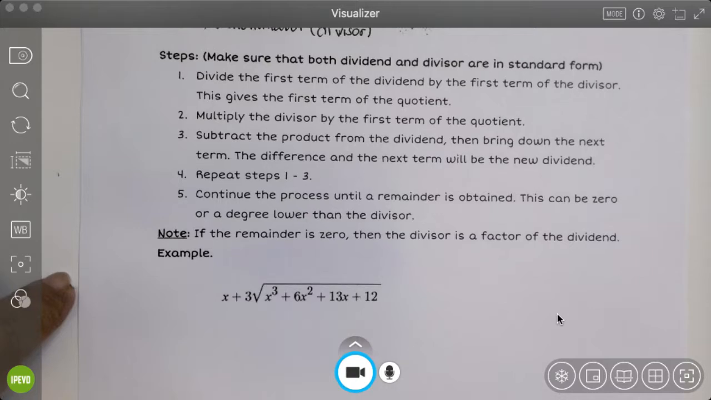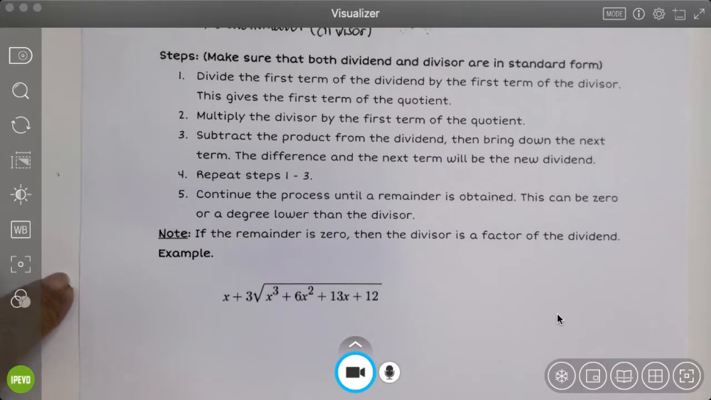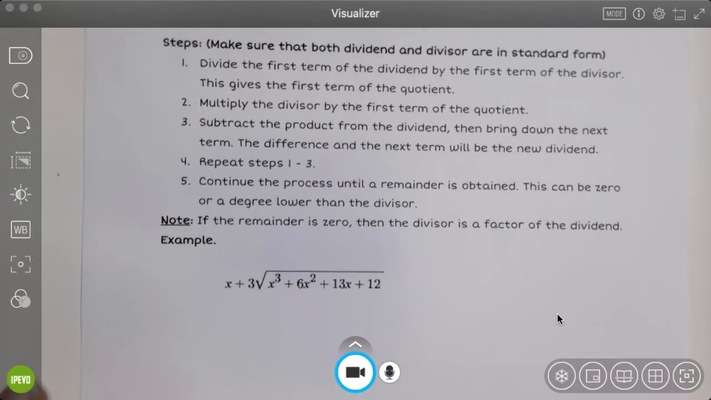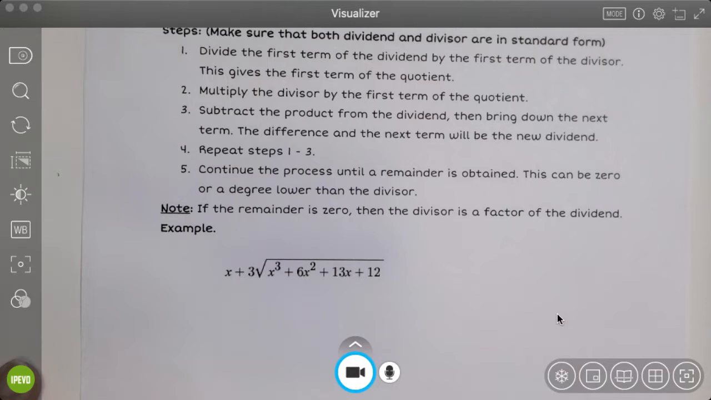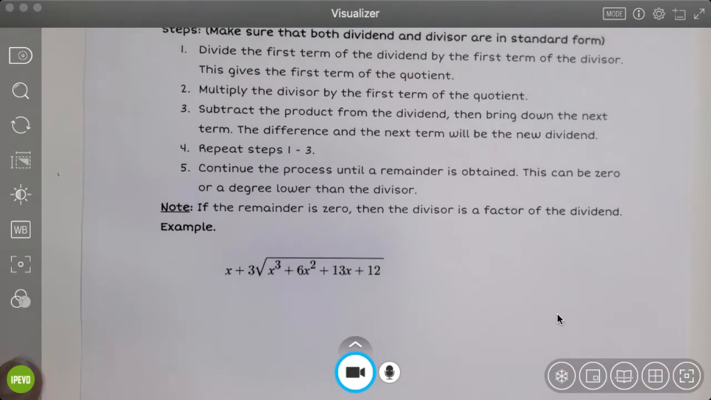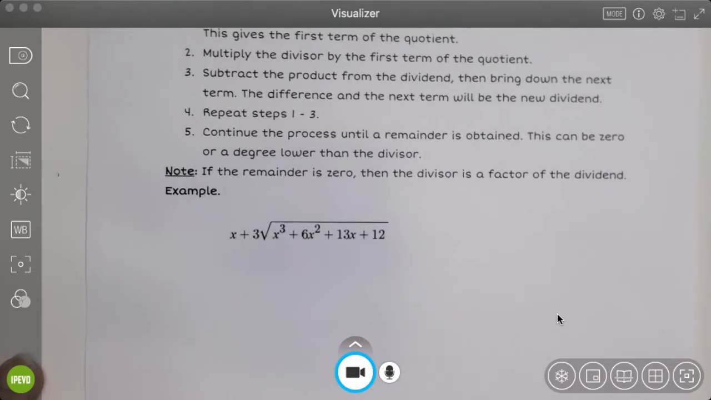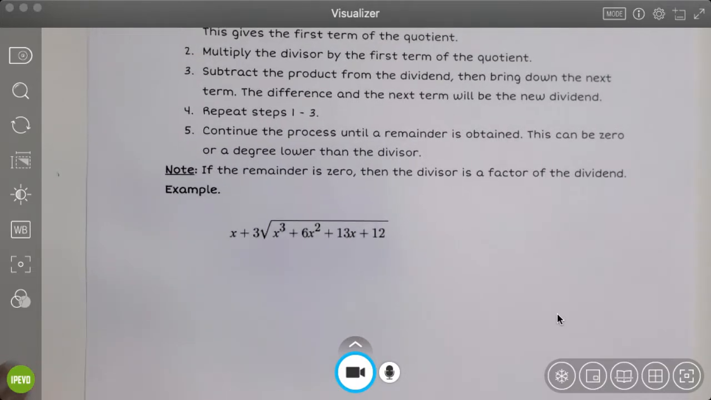Now, just take note that if the remainder is equal to 0, then the divisor is a factor of the dividend. Otherwise, if the remainder is not 0, then the divisor is not a factor of the dividend. Let us have an example. Let us divide x cubed plus 6x squared plus 13x plus 12 divided by x plus 3.